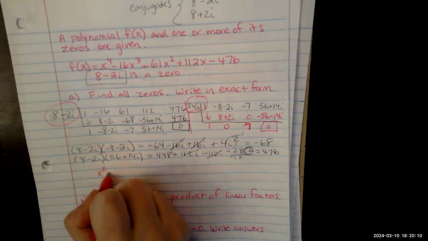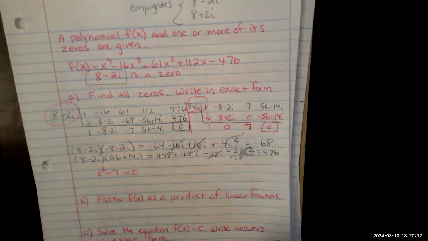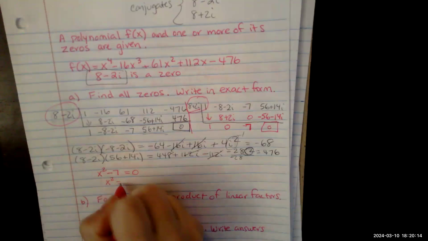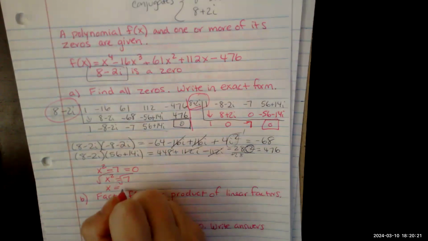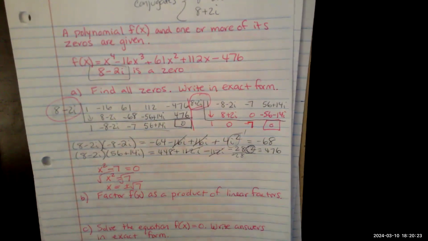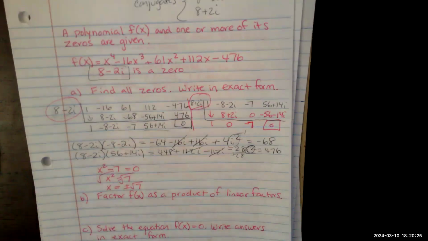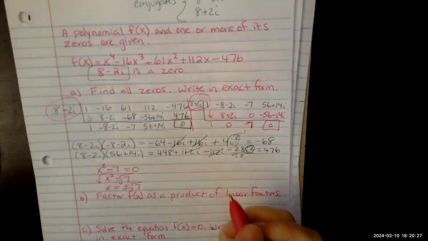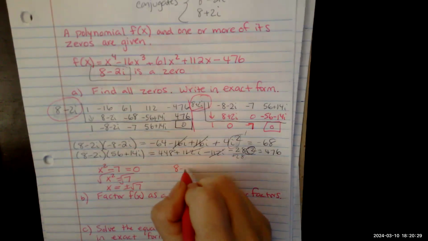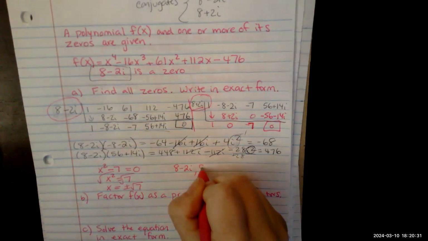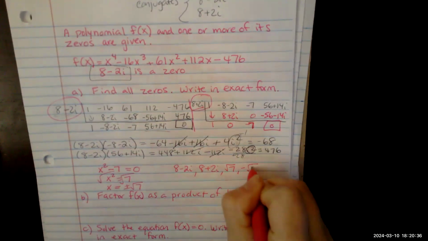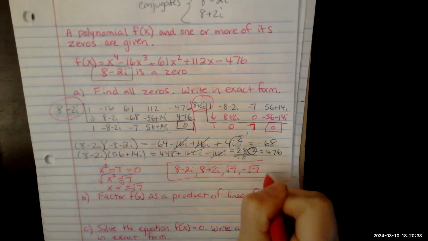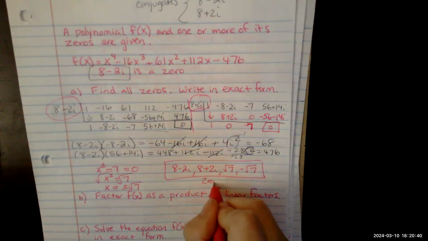So if x squared minus 7 equals 0, I can just solve this with algebra, but make sure you don't forget that when you take the square root of both sides of the problem, you have a plus and a minus answer. So what are my answers? 8 minus 2i, 8 plus 2i, square root of 7, and negative square root of 7. These are my zeros.